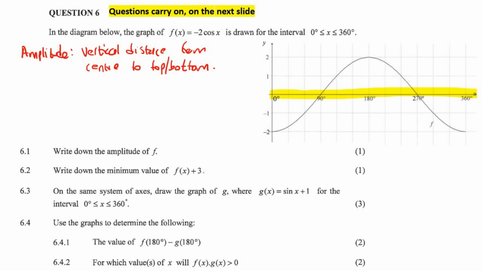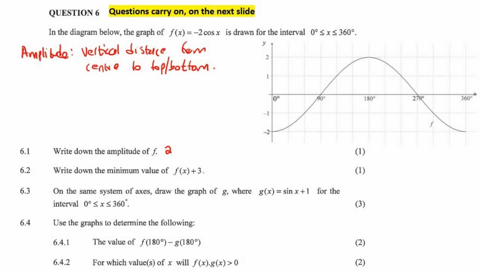Now we look at the distance from that to the top. So you could go like that, or you could measure that distance over there. But the point is that whatever you measure, the distance will be 2, because it's going from a y value of 0 to a y value of 2, and so the amplitude is 2. Never put a negative for amplitude.